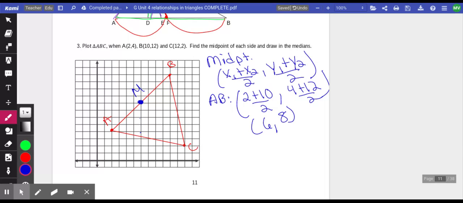Now I want you to pause again and find the midpoint of BC and the midpoint of AC.